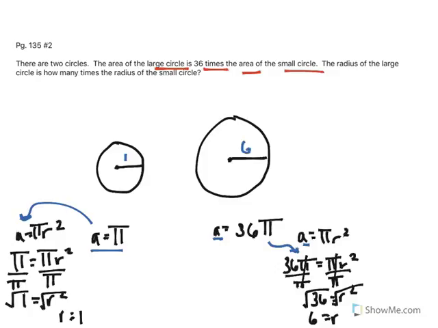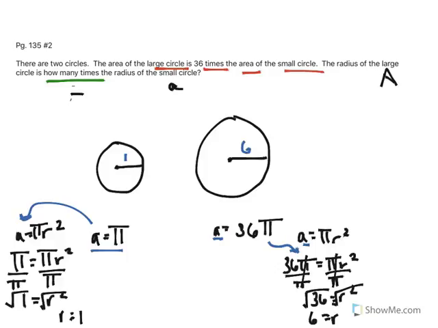Now I read the question. The radius of the large circle is how many times? Remember, how many times means divide. So the radius of the large circle, I'm going to draw a capital A because that's the large circle, divided by the radius of the small circle. I'm going to draw a lowercase a so I know.